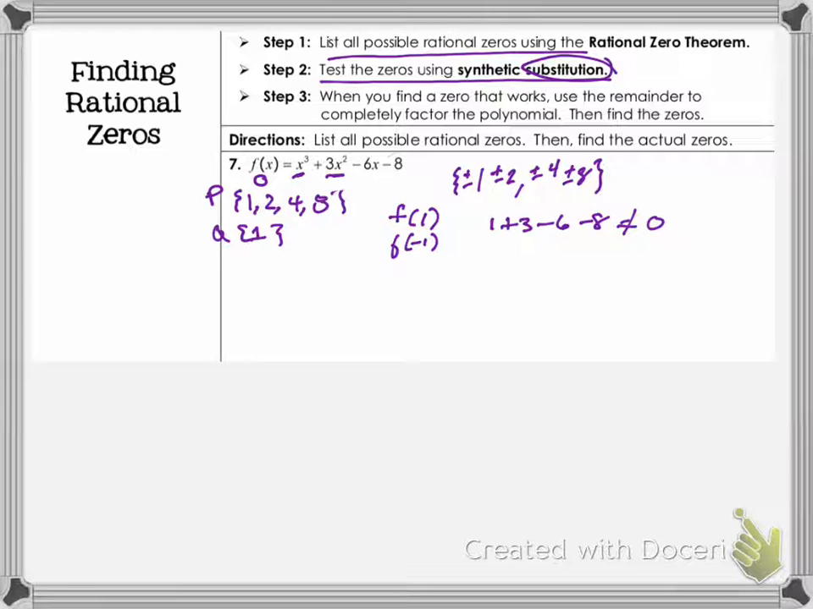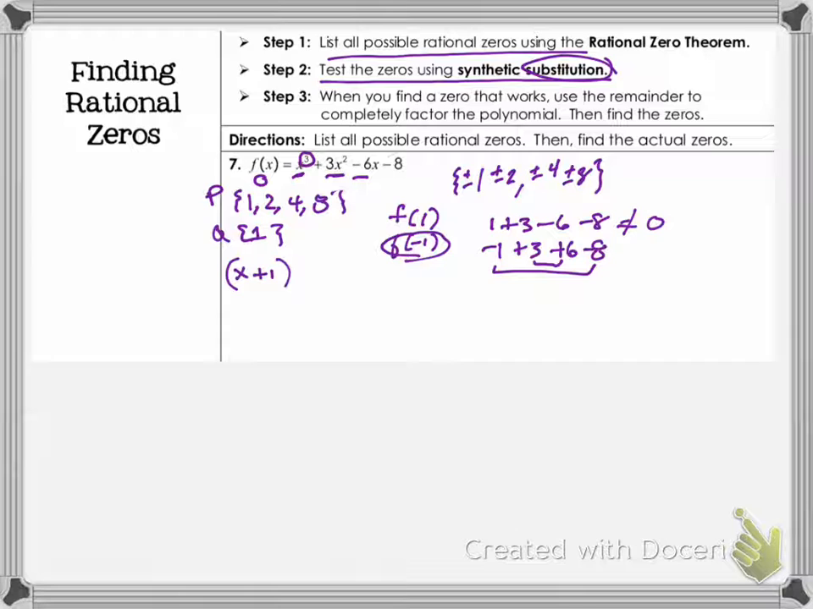Every time you have an odd degree, you're going to change the sign, and every time you have an even, you're going to keep it. So this would be negative 1, and that would still be plus 3, and this would be plus 6 minus 8. So if you look, I have negative 9 plus 9. So I already know that negative 1 is one of my factors. That would mean that it's x plus 1, right, as one of my factors.